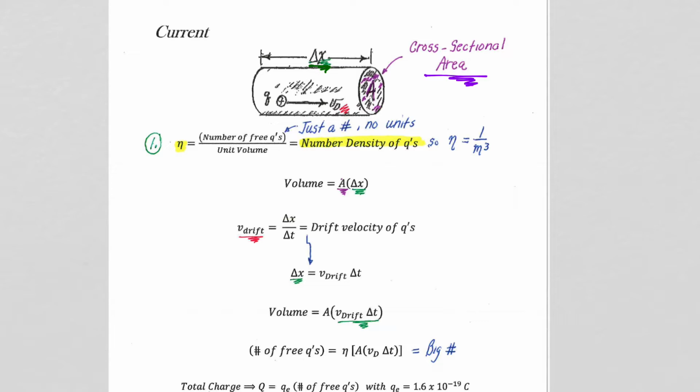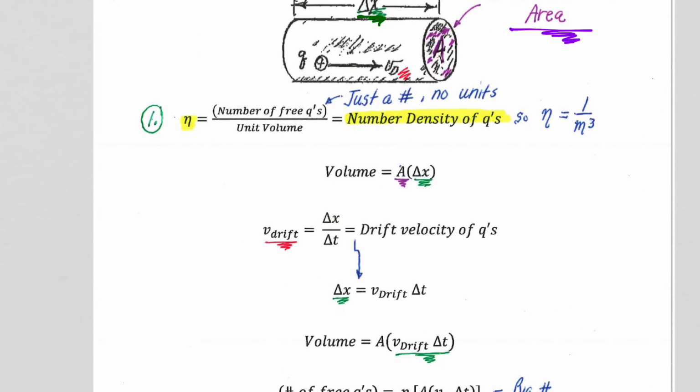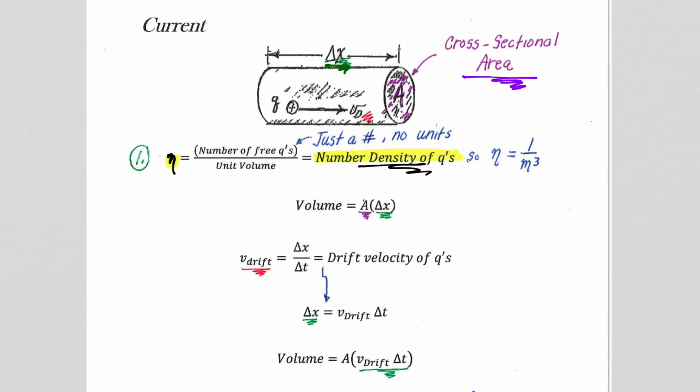this scripty n. It's a scripty n, which is the number density of charge carriers that are flowing in the wire. For us, of course, the charge carriers are positive, but it would correspond to the equal number of electrons if it was electron current flowing in the other direction.